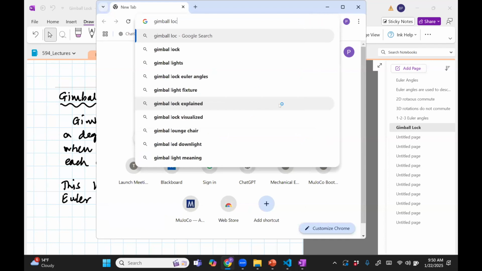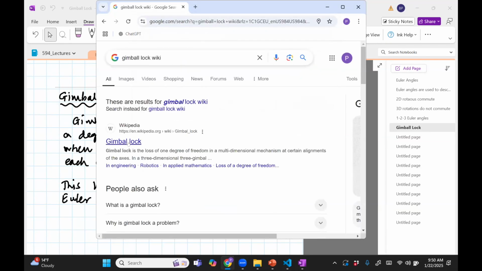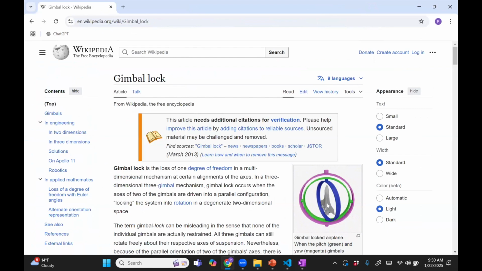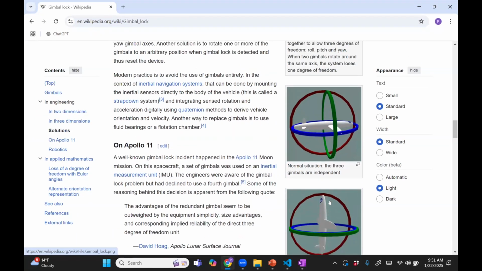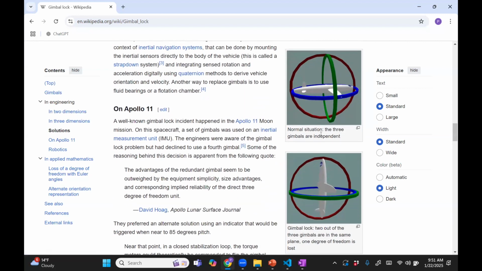So, gimbal lock wiki. Okay, that one is hard to understand. It moves so fast, but there's another one down here. This is easy to understand, I think. Those three rings are basically three axes about which you can rotate. So for example, I think the interpretation here is that if you rotate about the red, it's rotated about the x-axis. Green would be the y-axis, and blue would be the z-axis.